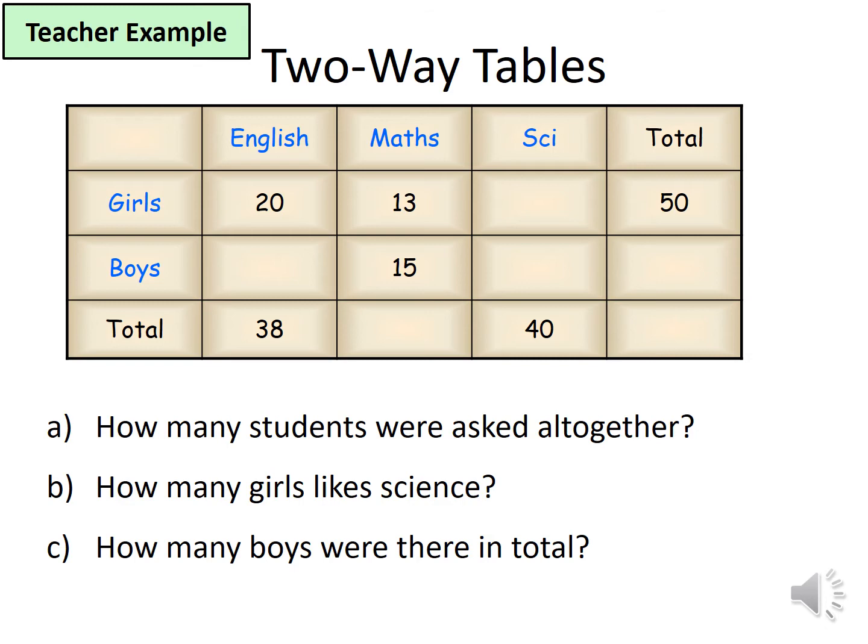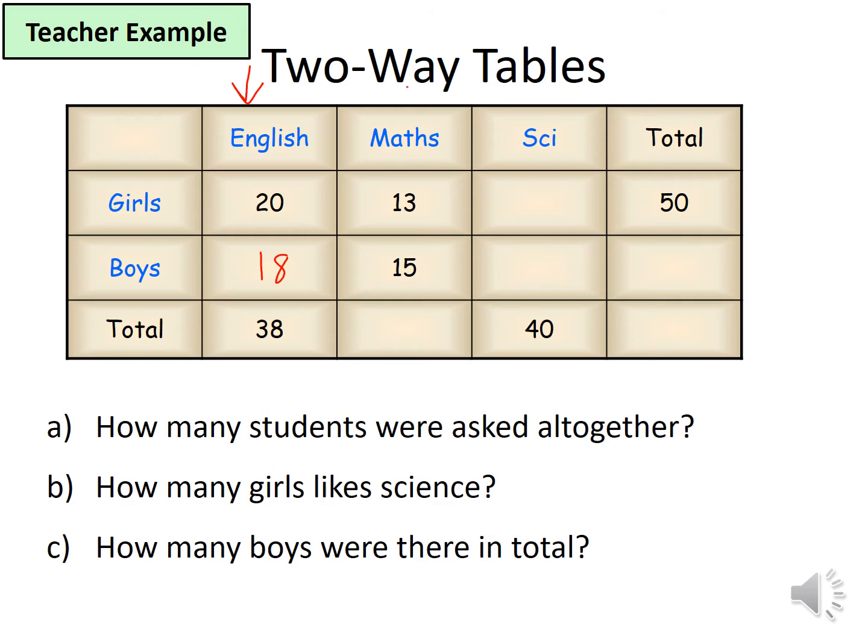Okay, first things first, let's deal with this column here. If there are 38 people in total studying English and 20 are girls, how many are boys? So what I'm going to do is 38 take away 20 and that'll leave us with 18. So what we need to do is double check that we've done that correctly. So if there are 20 girls, add 18 boys, that does equal 38. So we have calculated it correctly.